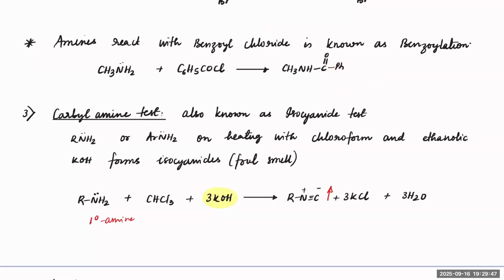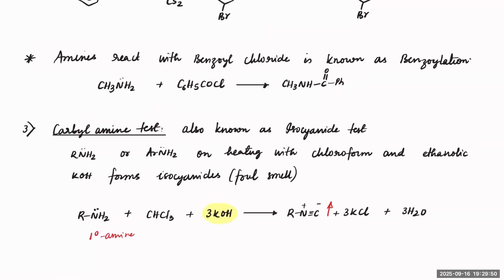That's it. Next, this is an important test in amines, the carbylamine test, also known as the isocyanide test. Basically, it is a detection for the presence of primary amine, whether it is alkyl amine or aryl amine. Whether it is alkyl or aryl, both will be present, correct? And this test is called the carbylamine test.